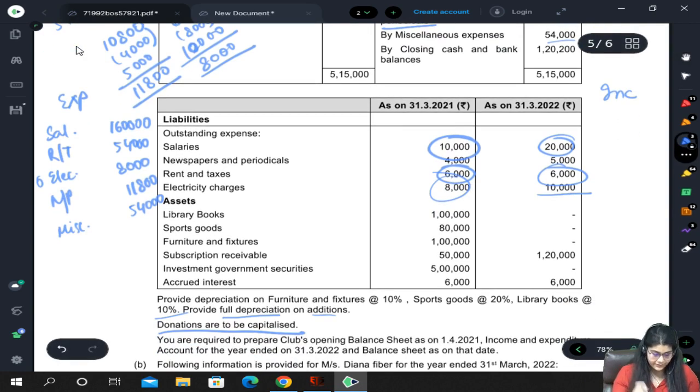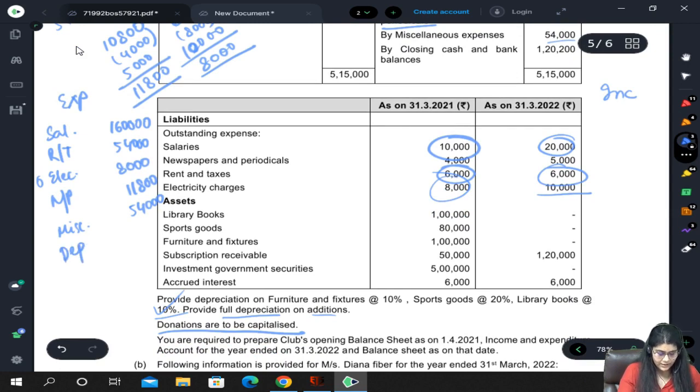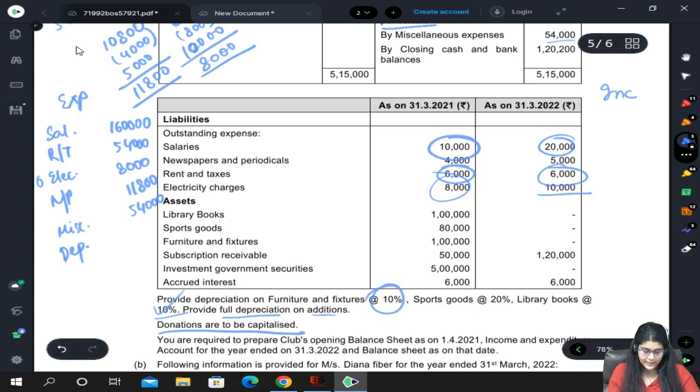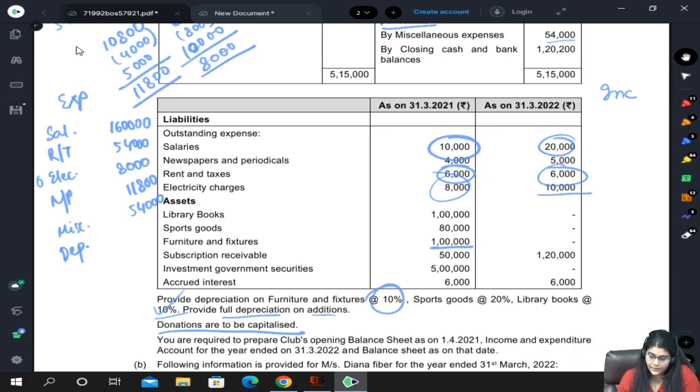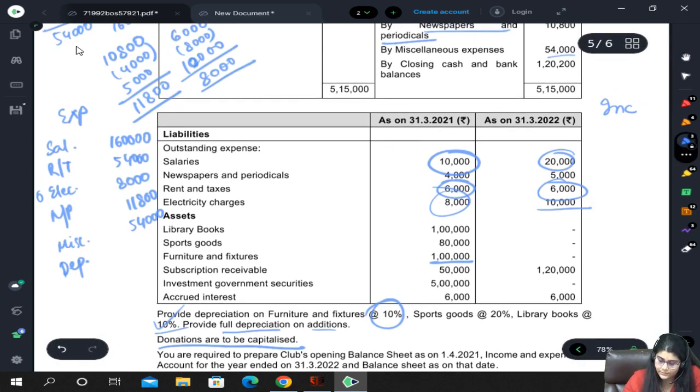Now finally, we have to provide this depreciation. So depreciation, how will we calculate? Furniture and fixtures at 10%. Opening balance of furniture and fixtures is 1 lakh. At this, we will provide 10%. So this is 10,000.